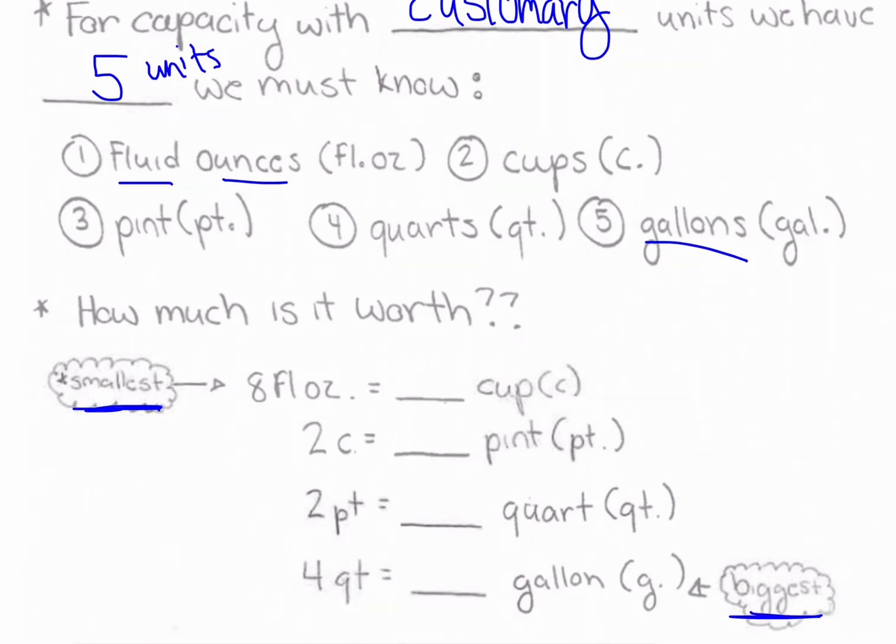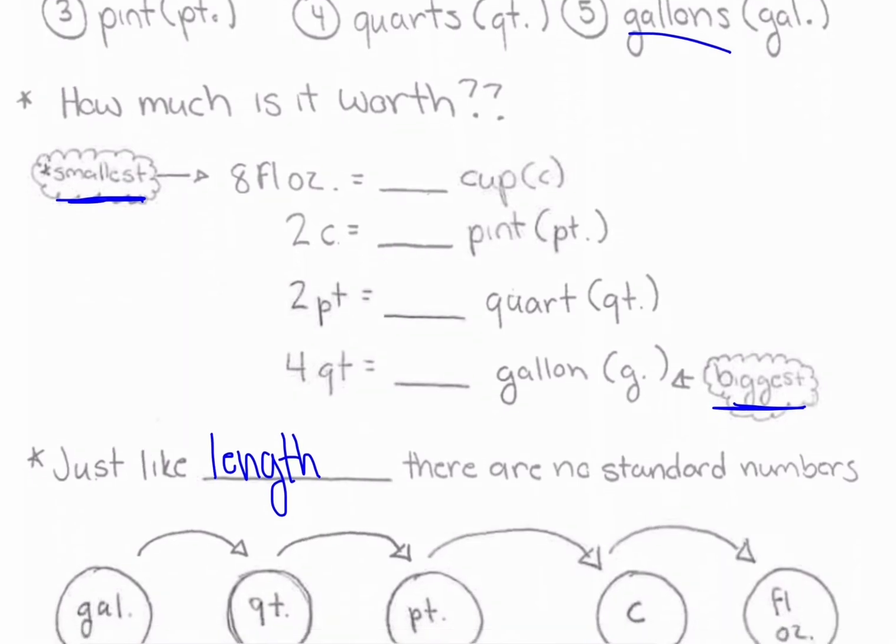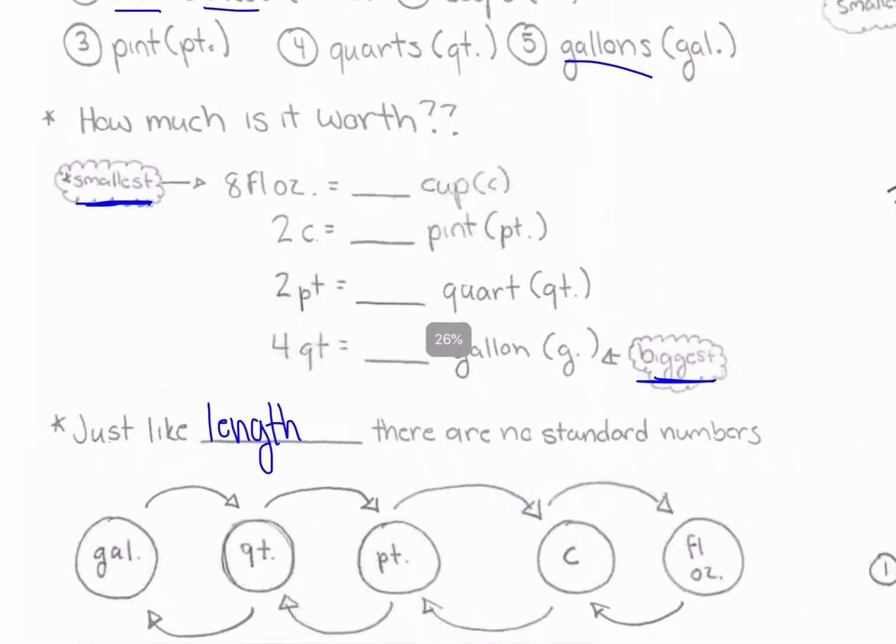So unfortunately, just like yesterday, what did we do yesterday? Length? Yes, length. There's not going to be any standard numbers at all. It's all going to be weird. Good today that at least they're going to be divisible by 2, but it's weird numbers. So let's get into it, and we're going to make our flow chart as we go.